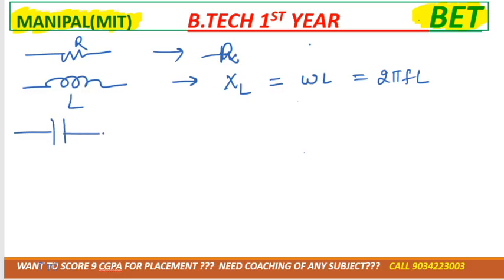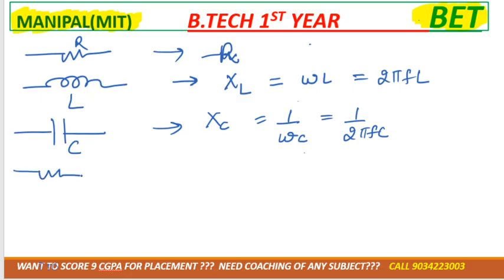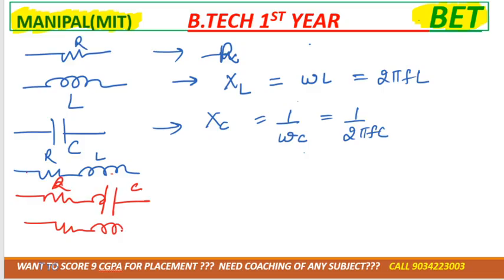But if you are having a capacitor, then the capacitor resistance is Xc, and Xc equals 1 over omega C, that is 1 by 2 pi fC. Then we'll have RL. Maybe there will be a combination of different loads. It can be R and L, it can be R and C, and it can be the combination of R, L and C.